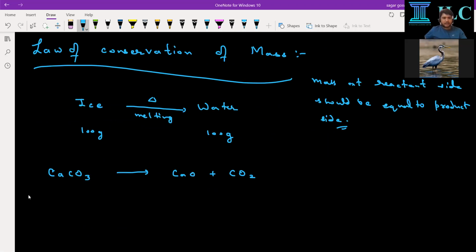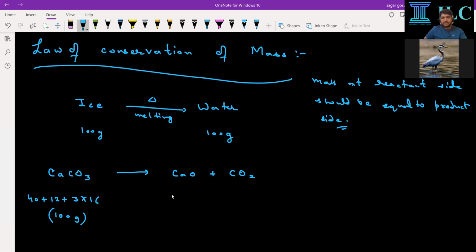Calcium mass is 40, carbon mass is 12, and 3 oxygen are there. So I have to write 3 into 16. 3 into 16 means 16 3s are 48. 48 plus 12 is 60. 60 plus 40, it will become 100. Total 100 gram.